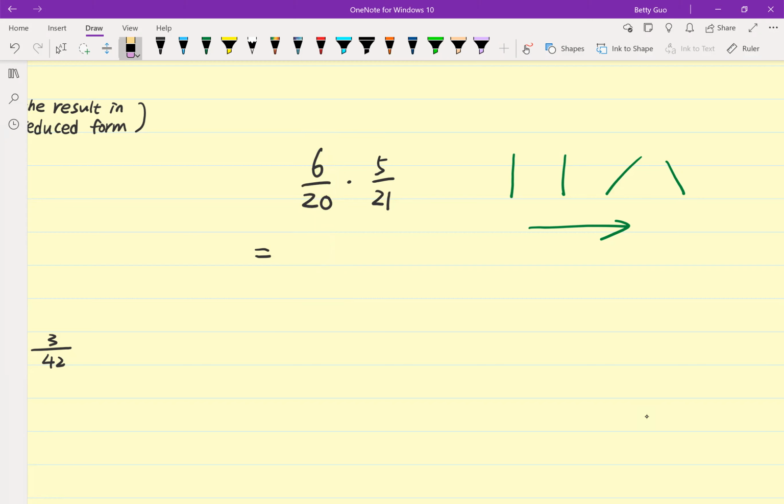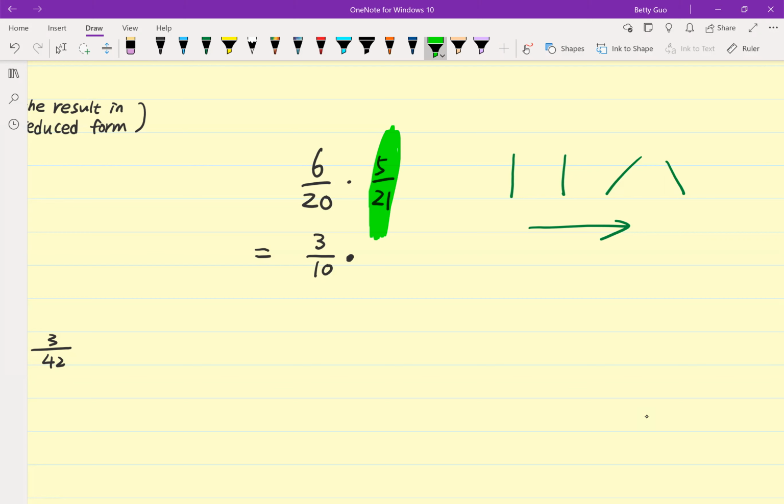2, right? Yeah, they are both even. So we can reduce 6 over 20 as 3 over 10, correct? Yeah, that's the first vertical. That's the first vertical. Reduce the first fraction. The second vertical means you look at the second fraction to see if you can reduce the second fraction, because we are multiplying two fractions, right?